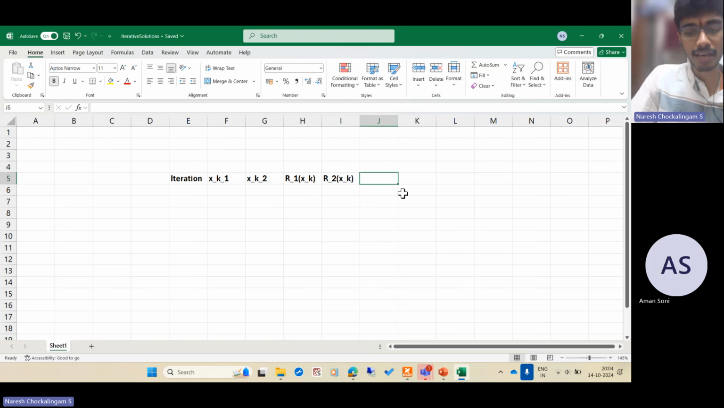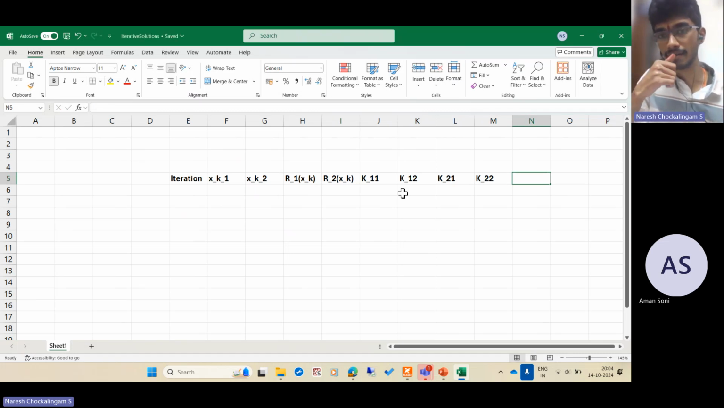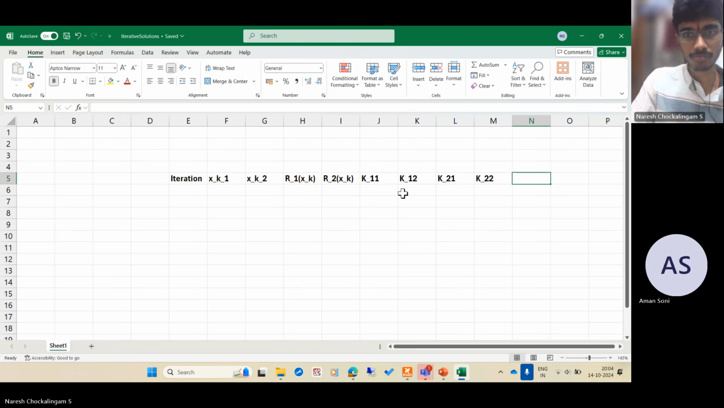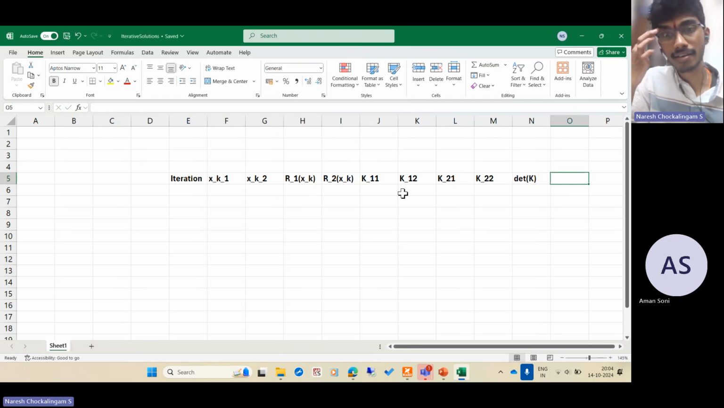Then what else is required? You need k11, k12, k21, and k22. These are fine. Then we need to invert it, so we need the determinant of k. This is one thing. Up to this point it's fine.